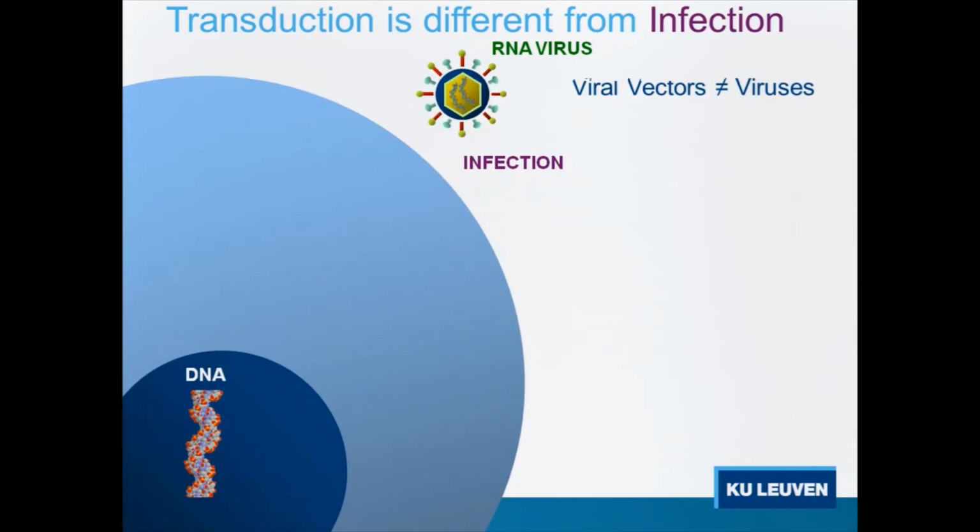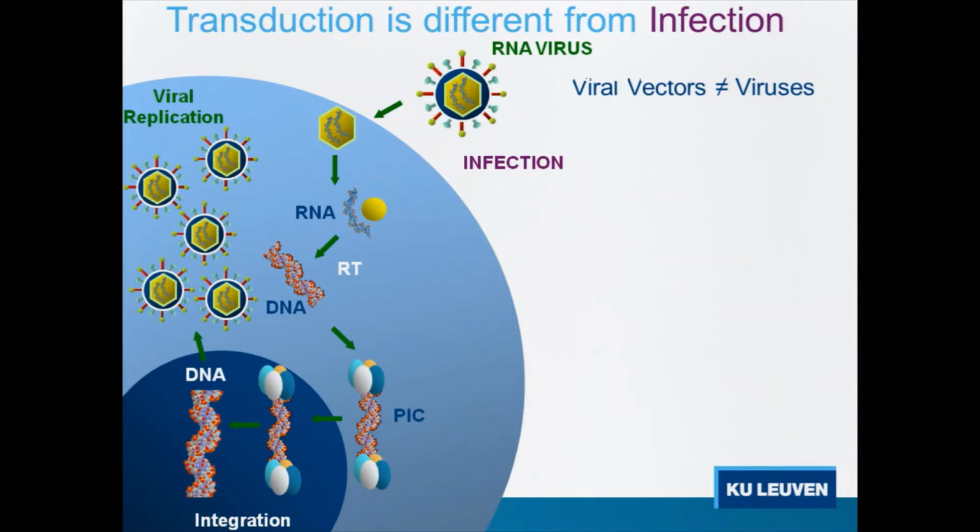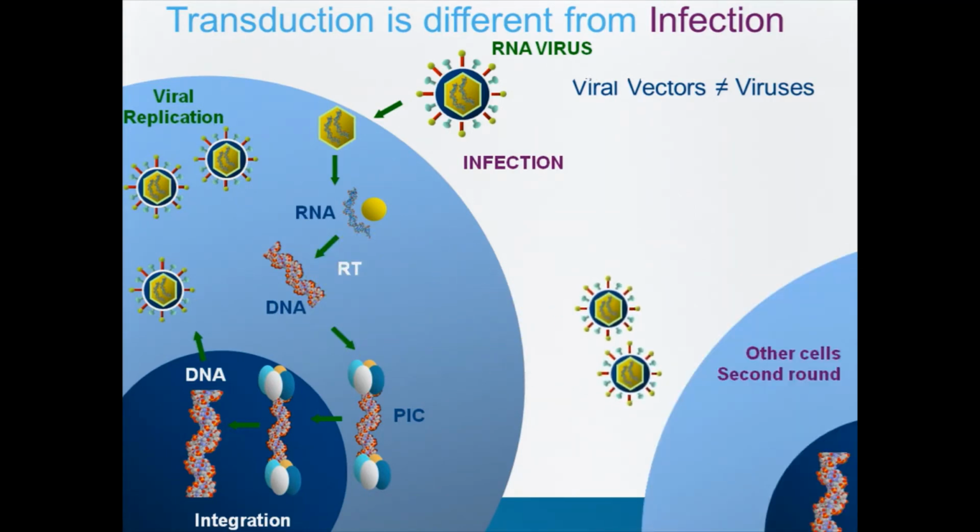So you have a virus. This is an RNA virus. It gets into the cell, liberates the capsid, and then the RNA is reverse transcribed into DNA. A pre-integration complex is made, and then this is integrated into the DNA. And then from the DNA of the host cell, we get production of novel virions that are then capable of leaving the cell and going to other cells. And so you get a spread from one cell, the primary infected cell, to other cells.